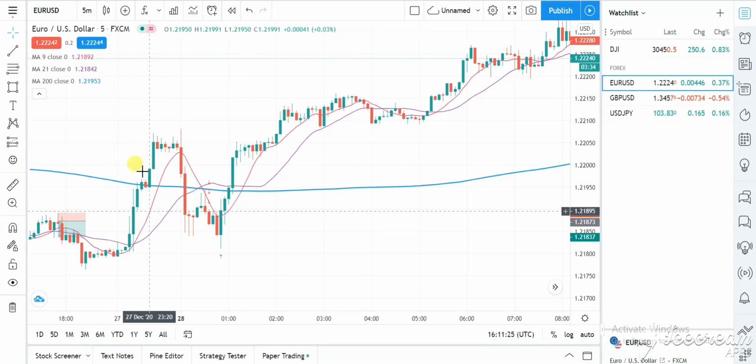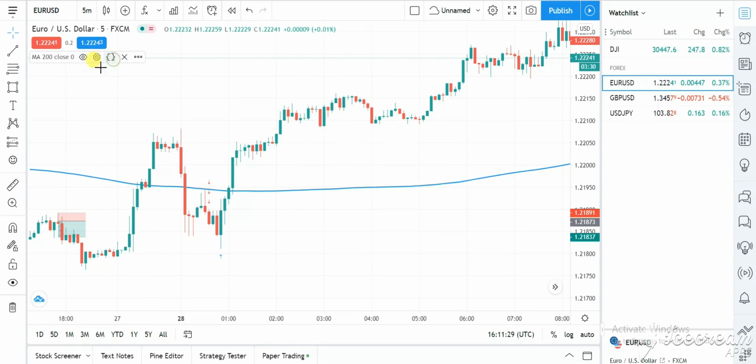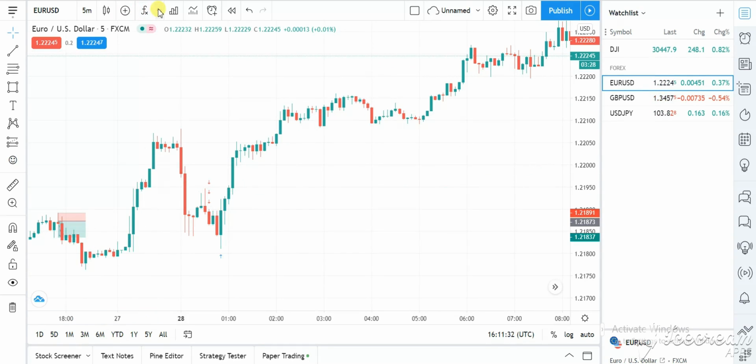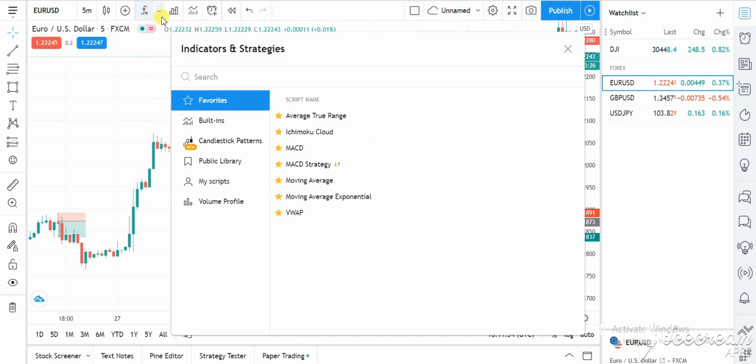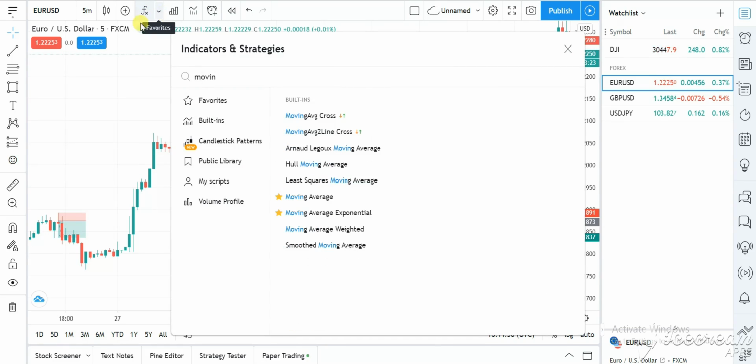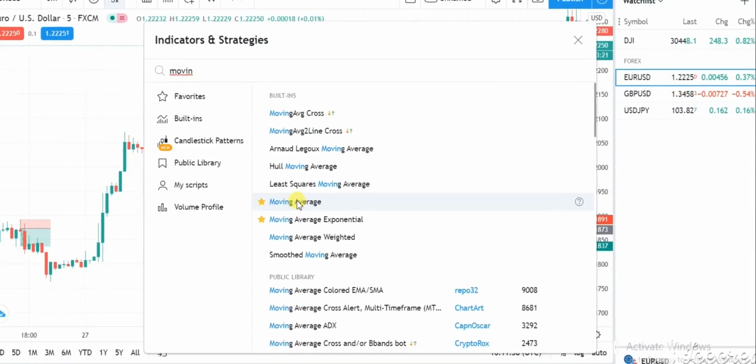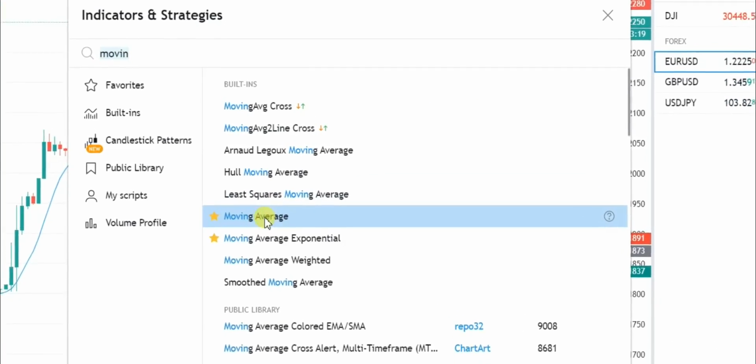So guys, first thing first is we have to put the EMA on our charts. So let me take them out and show you guys how I put them on my chart. So you come to this point and you search for moving average. Right here you click on the moving average 3 times.